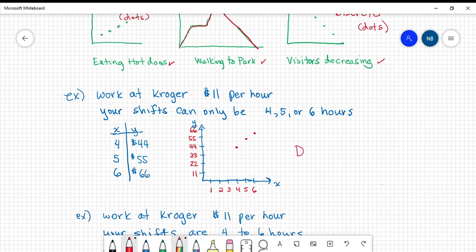Notice this is a discrete graph. The domain is the specific numbers 4, 5, and 6. Because the domain is specific, the range is also specific, 44, 55, and 66, respectively.